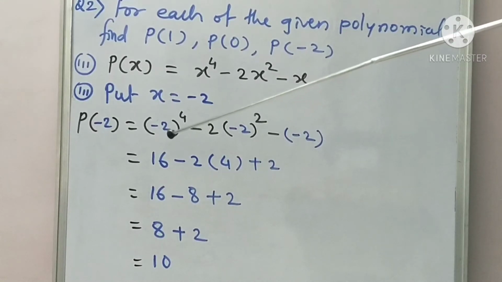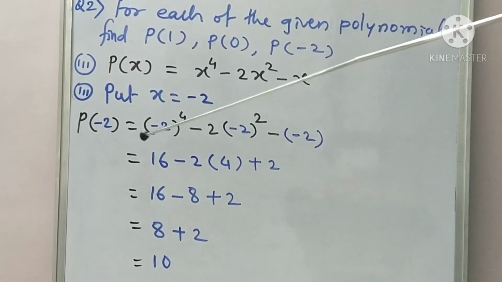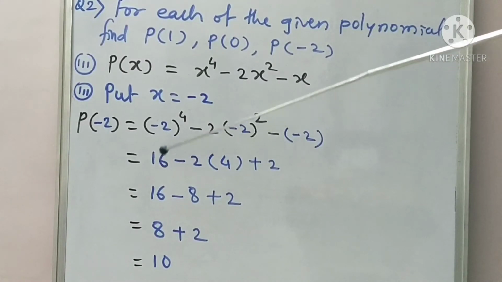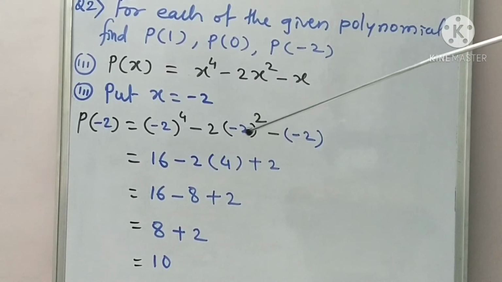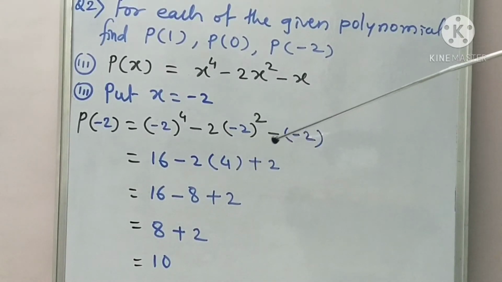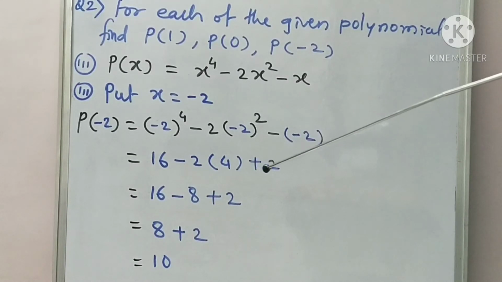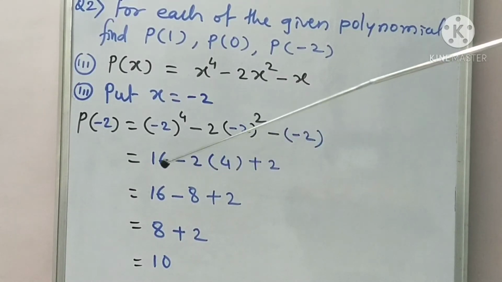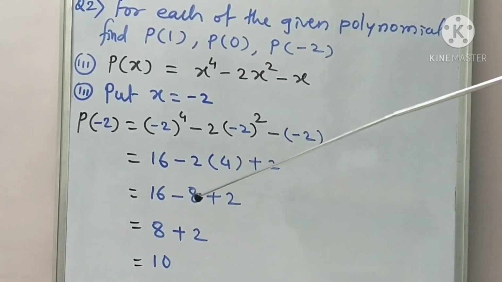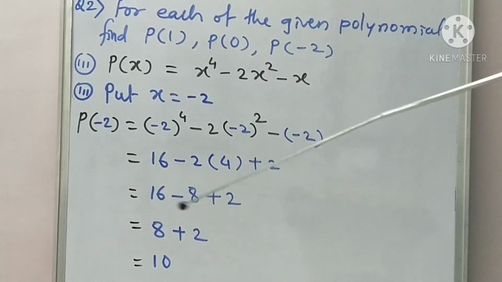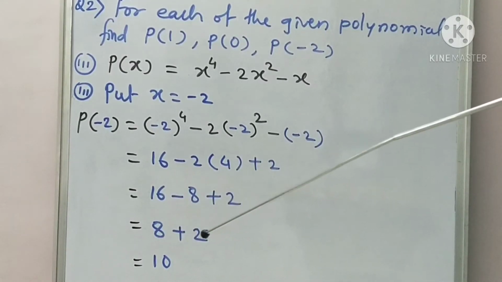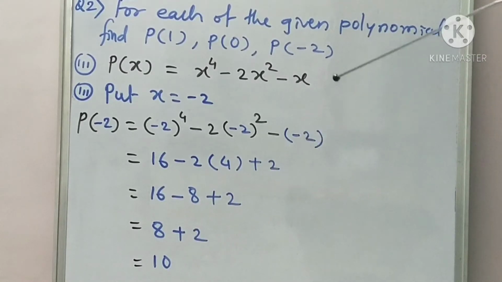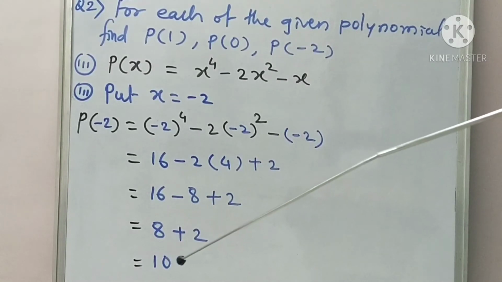So the fourth power of 2 is 16, and the fourth power of a negative term is positive. So the fourth power of minus 2 is 16, minus 2 as it is. The square of minus 2 is 4, and here minus minus, according to the rule, the product is plus 2. So 16 minus 2 fours are 8, plus 2. First we do the subtraction: 16 minus 8 is 8, plus 2, and that addition we get as 10. It means the value of the given polynomial for x equal to minus 2 is 10.